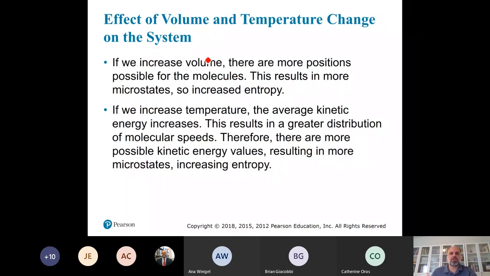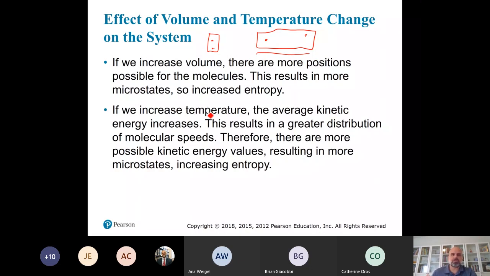So if we increase the volume, there are more positions possible for the molecules. This results in more microstates, so increased entropy, right? So if you have, again, a container here and a container here, there are many more positions available on the right-hand side because it's a larger volume. Increased volume, you have increased entropy, increased possible number of positions.